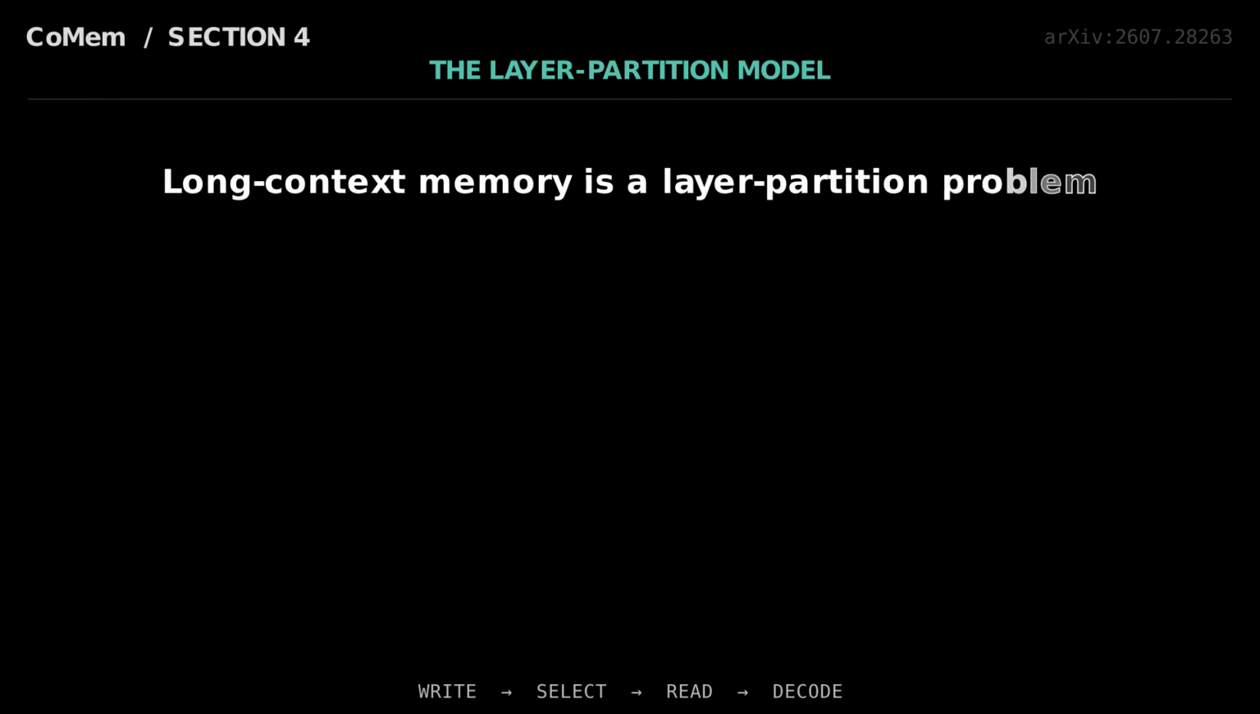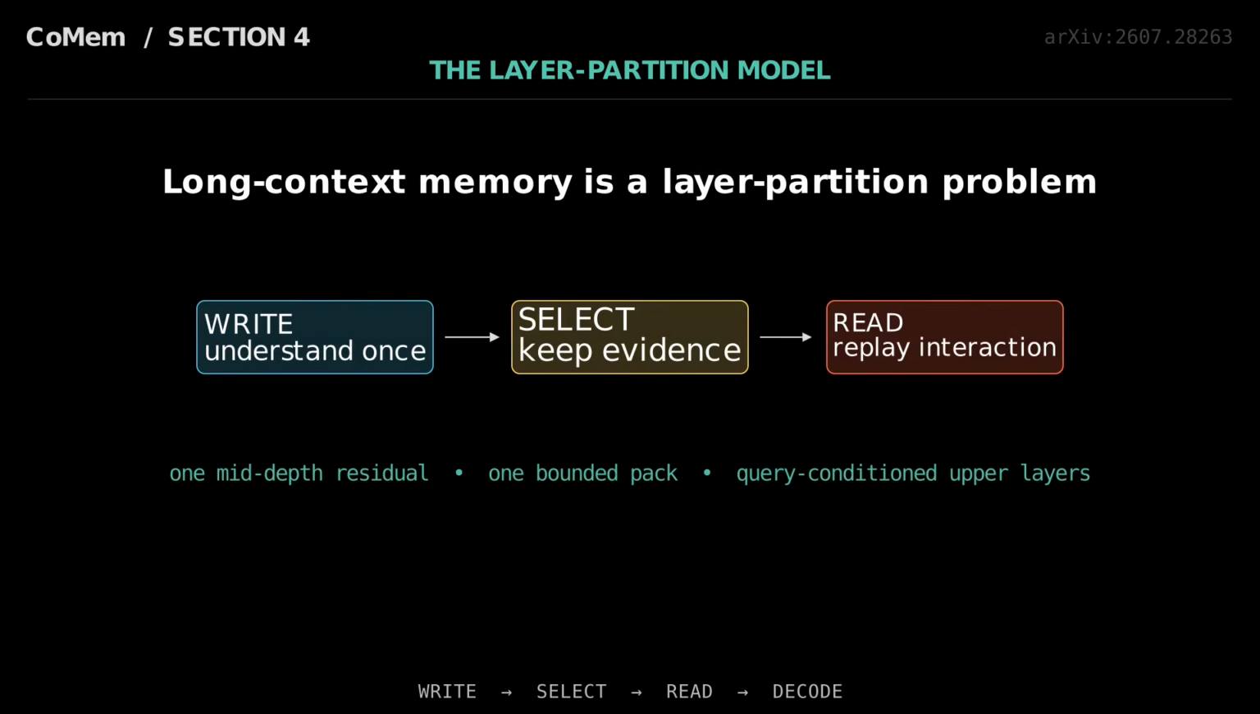The mental model is simple. Long context memory is a layer partition problem. Understand every chunk once at a mid-depth, select only the evidence that matters, and replay the query-conditioned upper layers where interaction is still needed.